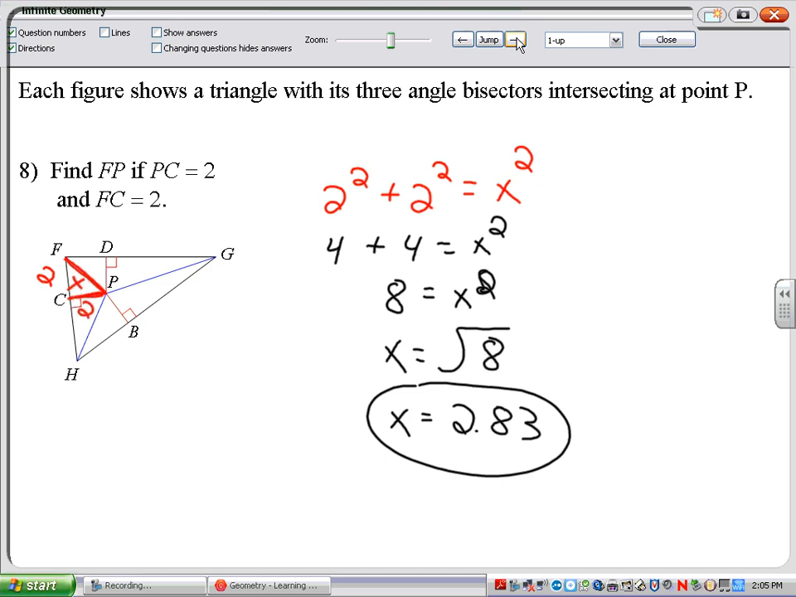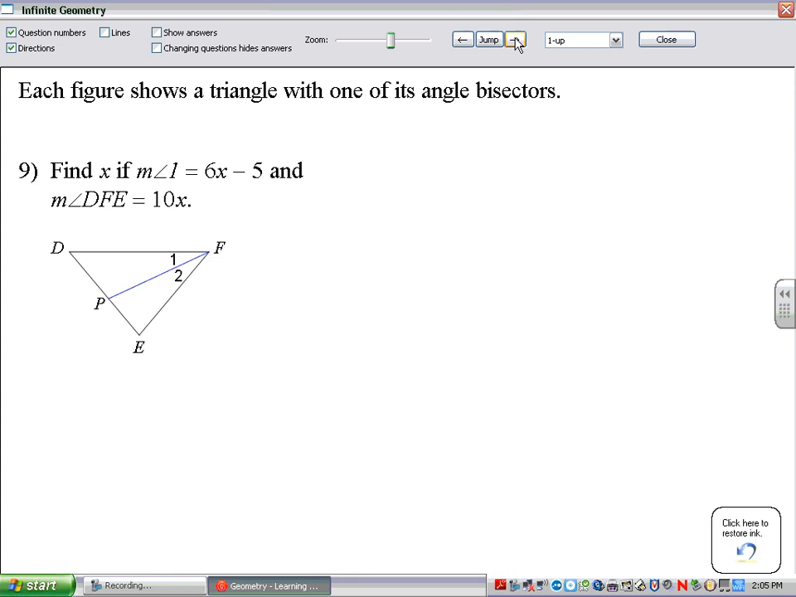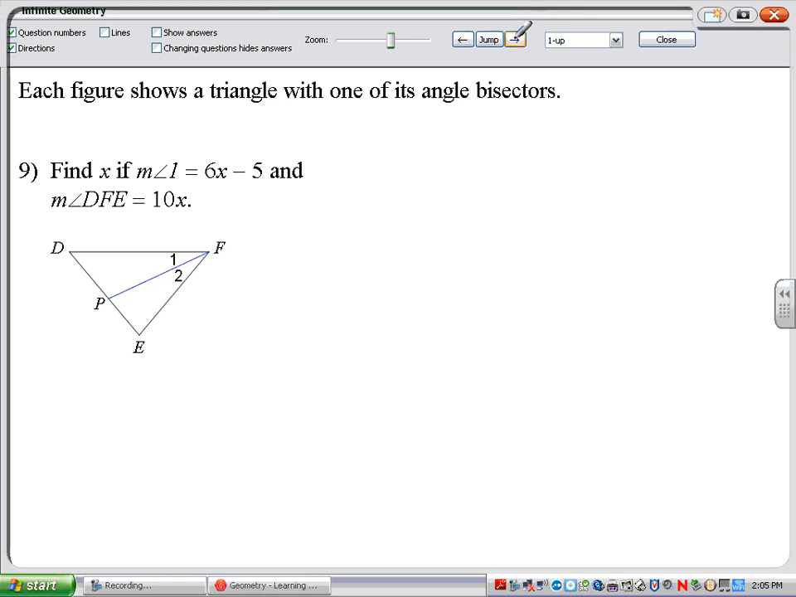We're ready for number 9. Directions: each figure shows a triangle with one of its angle bisectors. Find x if the measure of angle 1 is 6x minus 5, and DFE is 10x.